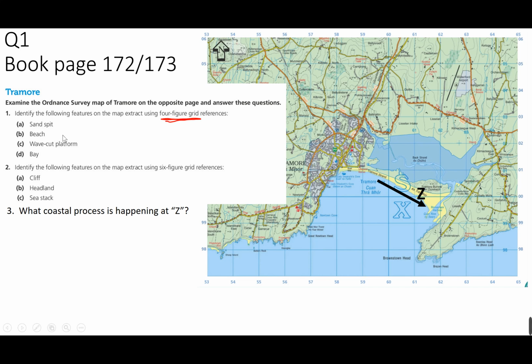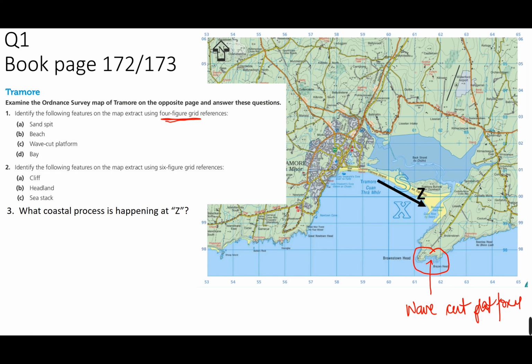I'm going to show you this one because this actually wasn't in the presentation. Can you see down here off the coast, there's an area of shallow water. That's the wave cut platform. So I need the 4-figure grid reference for that box. And then finally a bay. And again, just give me a 4-figure grid reference for any of the boxes that are in the bay.